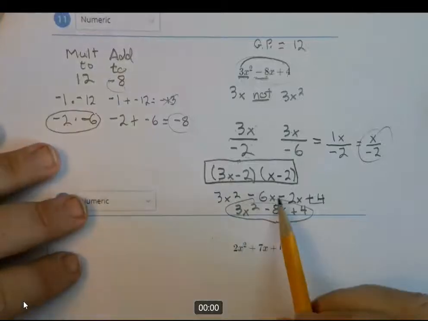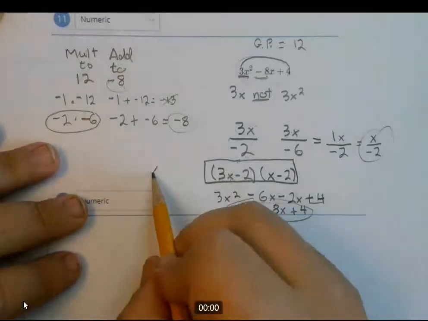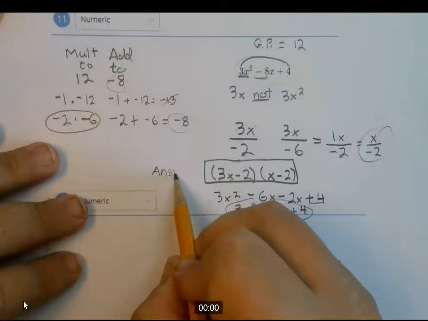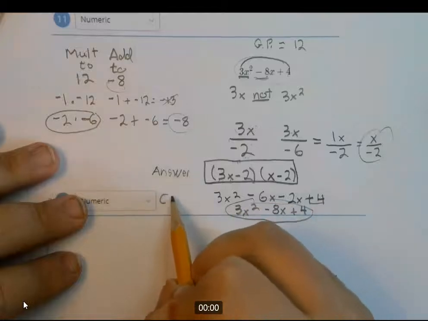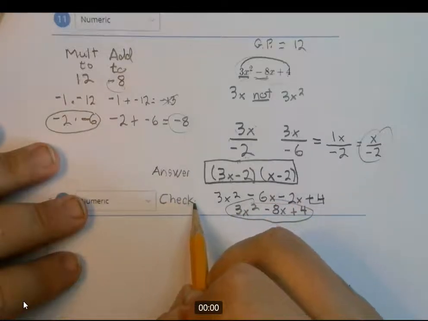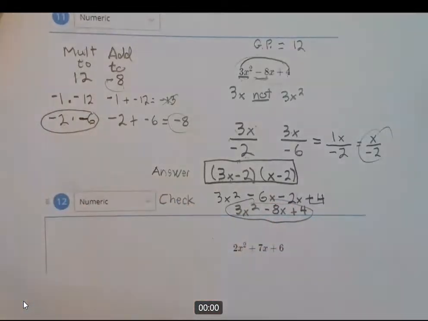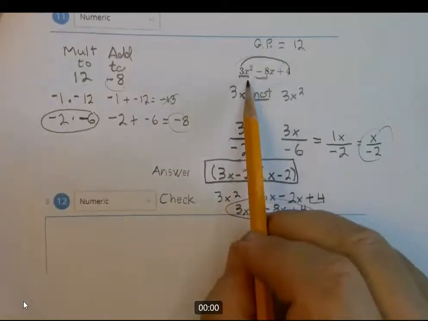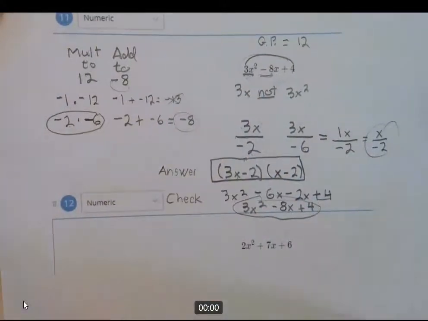Okay, so again, this part of it was just a check. So this is the answer. That's required. This is the check. This is optional. Okay, so that's how you do those when you have a coefficient in front. Let's do another.